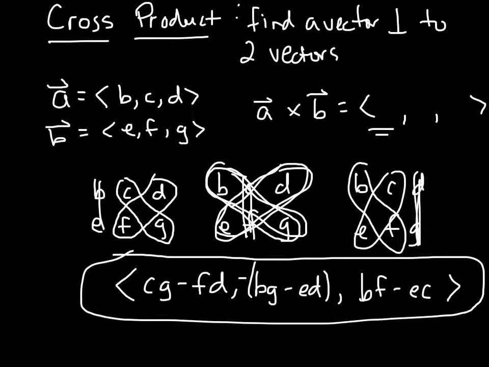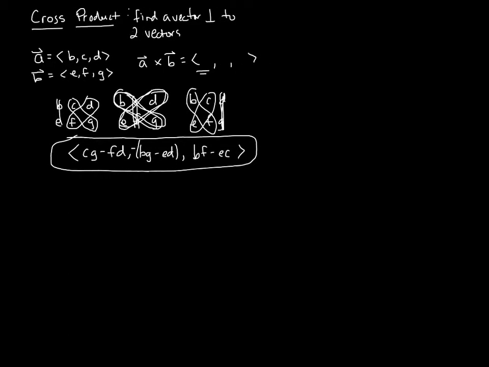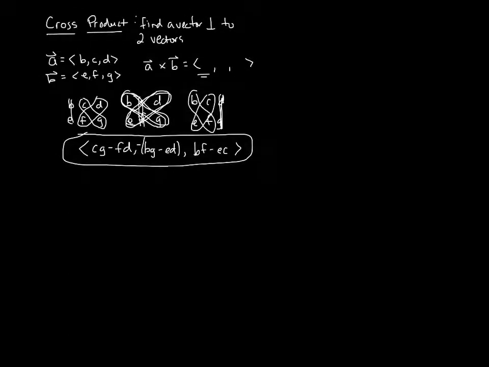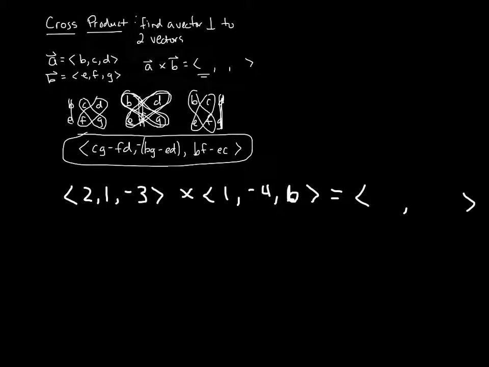It seems a little bit abstract, so let's shrink this down and do an example. I'll just pick two random vectors. We'll say 2, 1, negative 3, and we're going to cross that with 1, negative 4, 6. The answer we'll write over here.